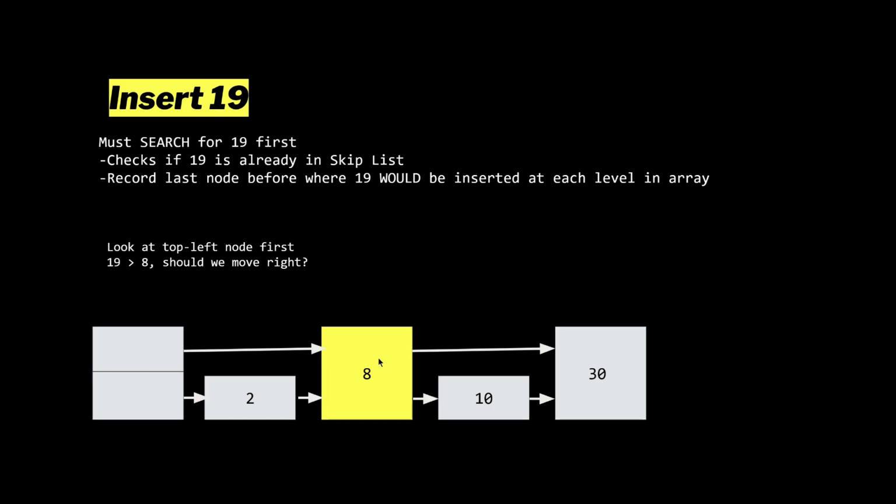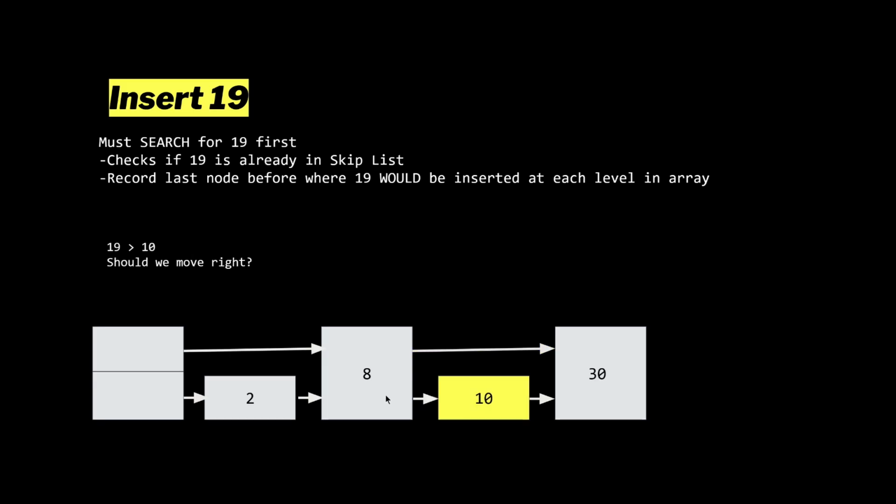Should we move right? The answer is yes, because we're going to keep going as long as the current value is less than our target value. So let's check the right. But the right node is greater than our target of 19. So 19 is less than 30. Let's not keep going. We need to move down to check if it's in the bottom list.